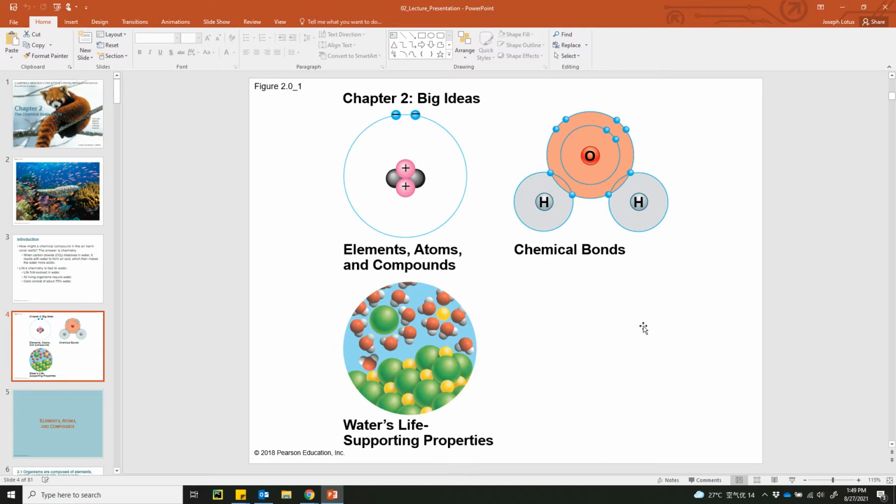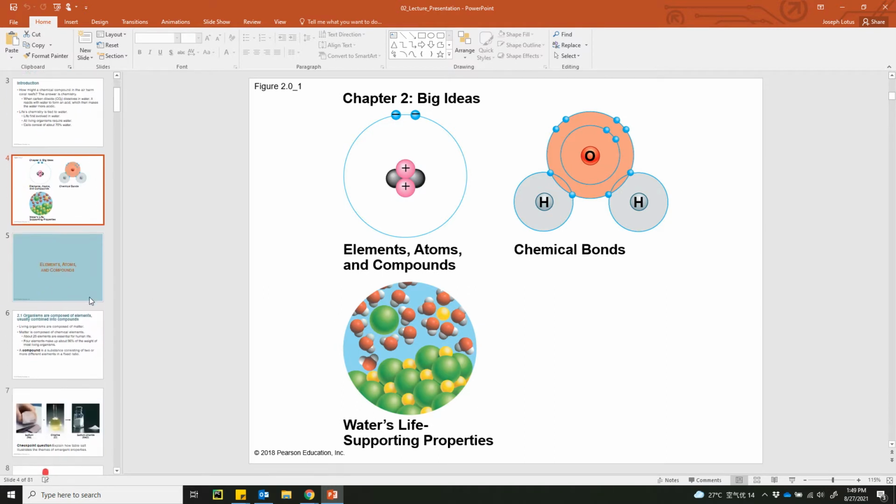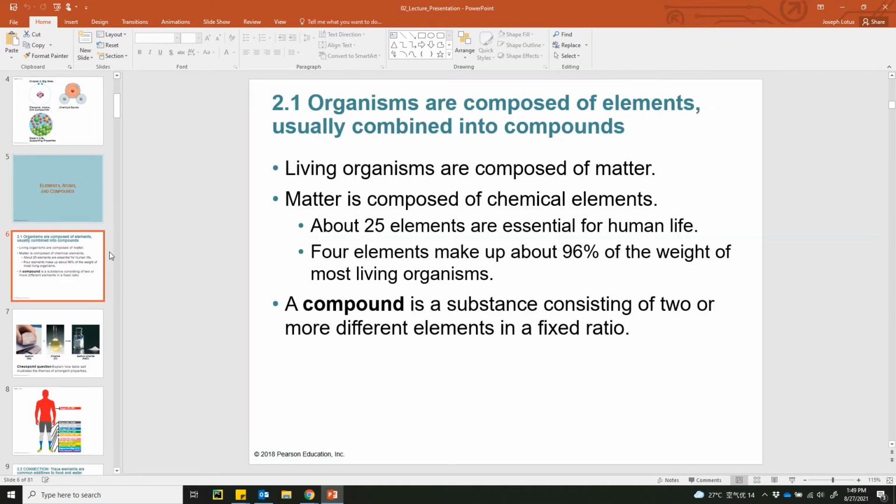We're going to be looking at what is an element, what is an atom, what is a compound. We're going to be looking at the different types of chemical bonds and how we form molecules. And then we're going to finish the chapter by just looking at water, because I think you might start to realize that water is probably the most important molecule for life. So let's get started.